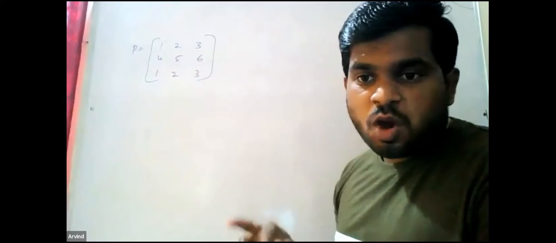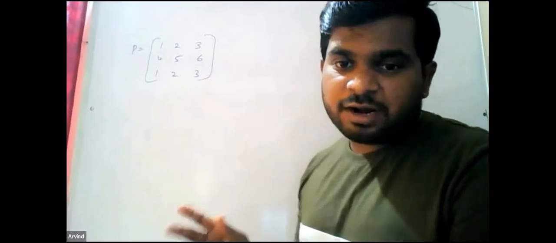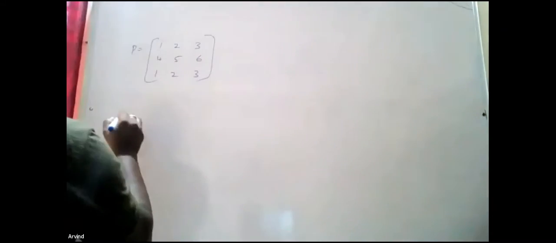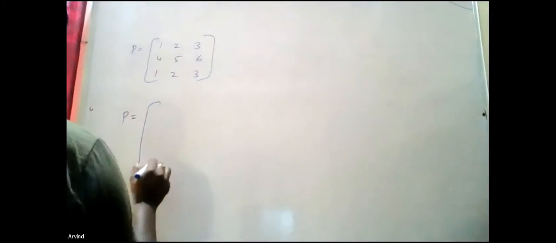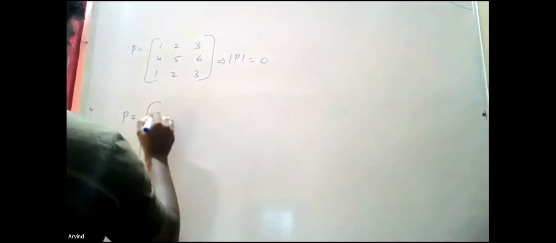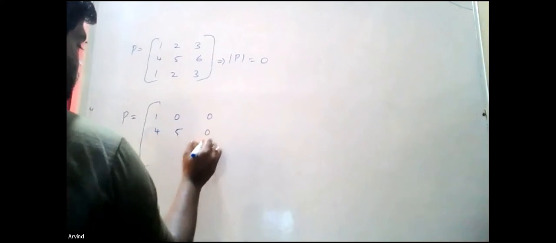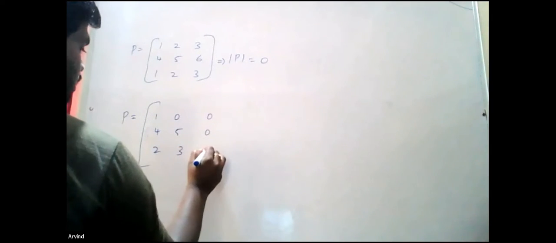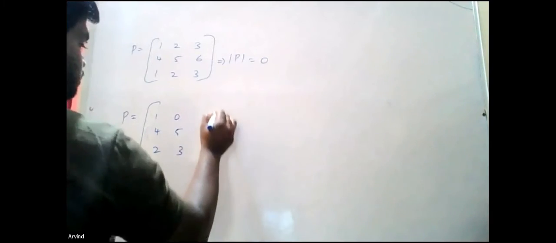Any two rows or any two columns are the same. If any two rows or two columns are the same, its determinant value becomes 0. Isn't it? Okay. So determinant of P is equal to 0. Let me take another one. 1, 0, 0, 4, 5, 0, 2, 3, 8. What will be the value of this determinant?